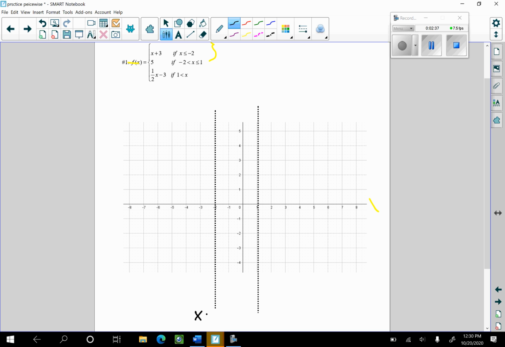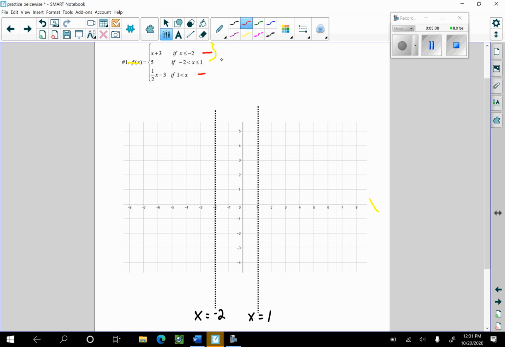This one here is x equals -2. This one here is x equals 1. And the reason why I chose -2 and 1 is because of these values right here. This is where the pieces of the function break up, at -2 and 1. That's where those vertical lines are. What you need to understand is the graph cannot cross the vertical lines.